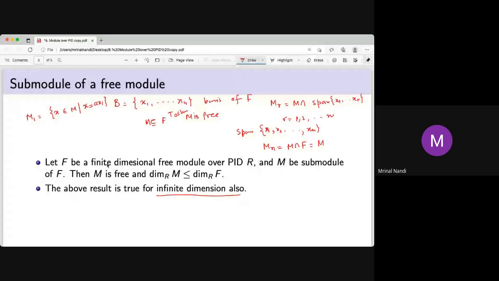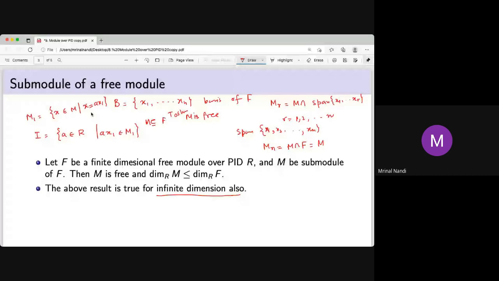Now we'll prove it by induction on r. For r equal to 1, we have this M1. Now let I be the set of all elements a of R such that a x1 belongs to M1. So take all such a from the ring. This M1 is actually the set of all elements like a x1 for some a. It is for some a, not for all a.